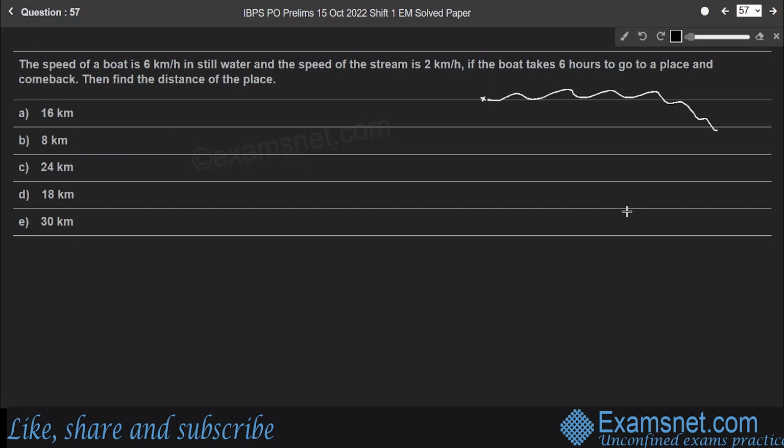Here let us consider a stream. The boat travels with the speed of 6 km per hour and speed of the stream is given as 2 km per hour. So boat takes totally 6 hours to go to a place and come back. So total time taken by the boat to go to a place and to come back is 6 hours. Then find the distance of the place.